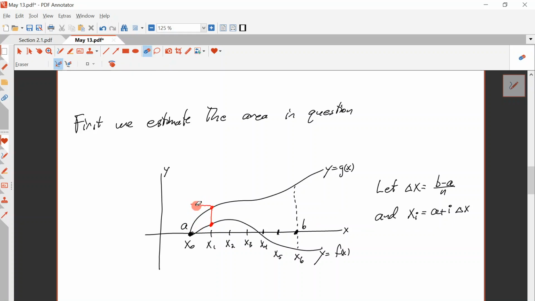So the area of this rectangle, plus the area of this rectangle, plus the area of this rectangle, plus the area of this rectangle.